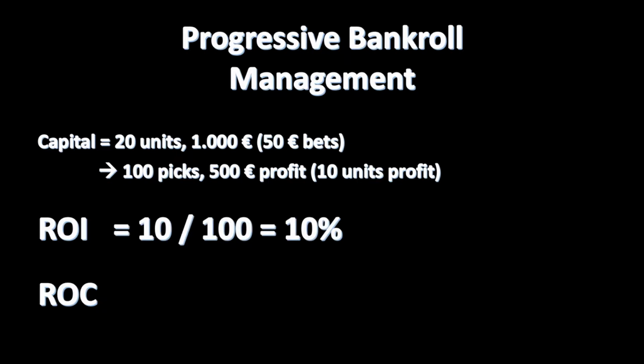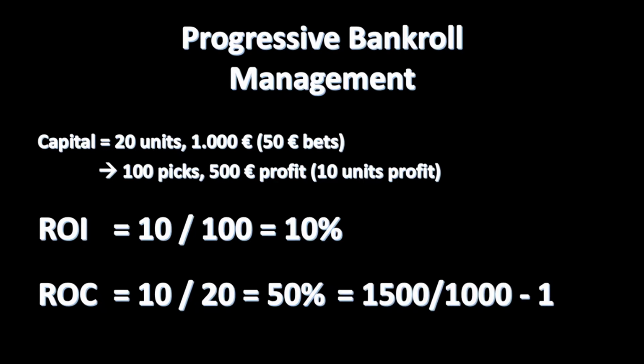So ROI, in this case, is 10 divided by 100, which equals 10%. Additionally, you've used a 20-unit bankroll, so your return on capital is 10 divided by 20, which equals 50%. This can also be calculated by dividing the final capital of 1,500 by the initial capital of 1,000, minus 1. As you can see, in this example our unit size was always the same, regardless of bankroll movements.